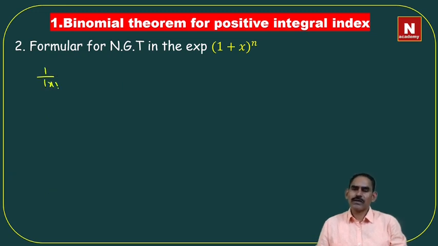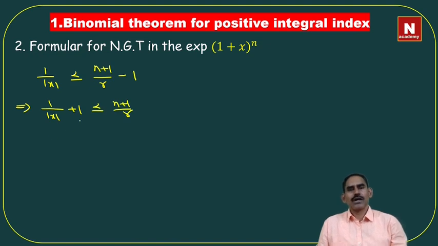1 by modulus of x is less than or equal to (n plus 1) by r minus 1. This minus 1 here, r by r will be 1, so minus 1 on the LHS side: 1 by modulus of x plus 1 is less than or equal to (n plus 1) by r. Now take modulus of x as LCM, which implies (1 plus modulus of x) by modulus of x is less than or equal to (n plus 1) by r.